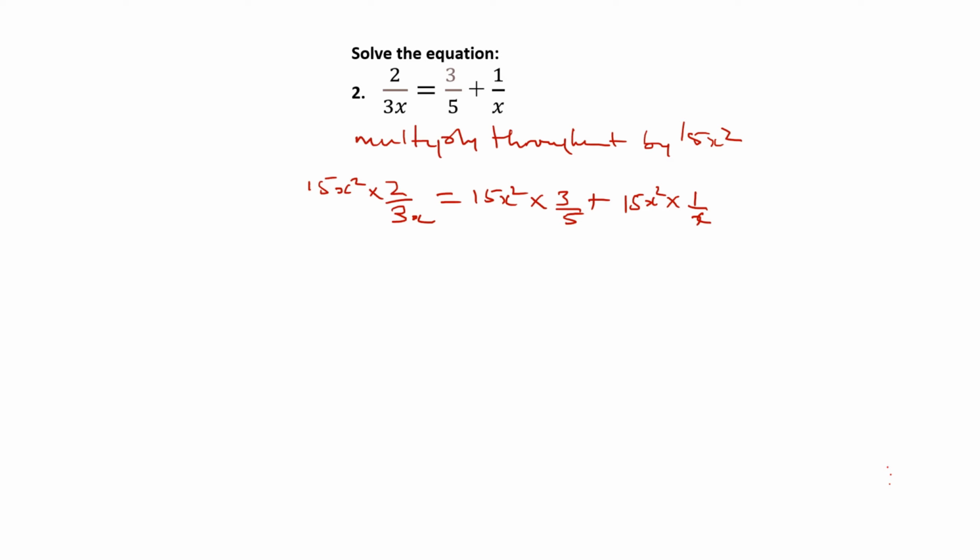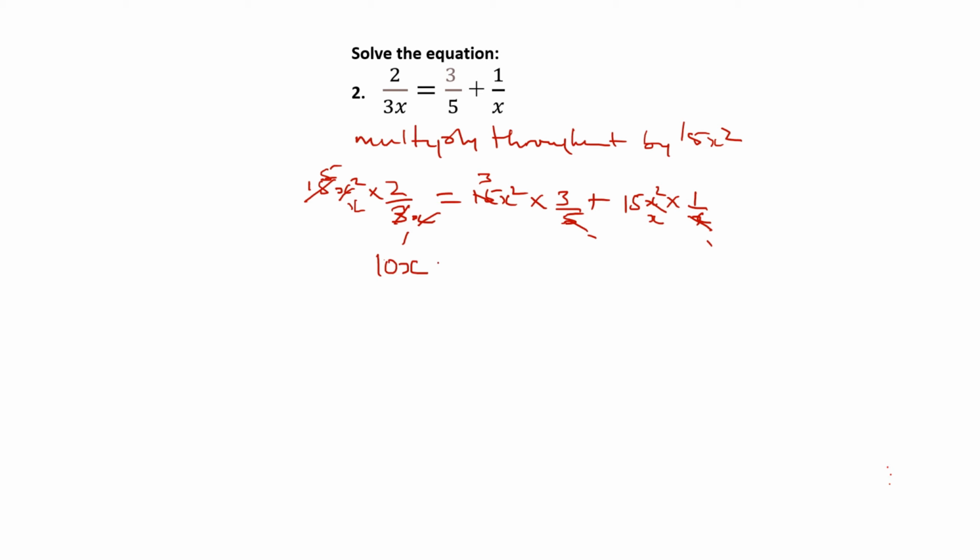So here this is 3x, x cancels x, we are left with just x, and then we have 3 into itself 1, 3 into 15 is 5. So we are left with 5x multiplied by 2 is equal to, 5 into itself 1, 5 into 15 is 3. We have 3x squared multiplied by 3, plus x cancels this x, x cancels this x. We are left with just x here. So now we have 5x multiplied by 2. This is 10x.